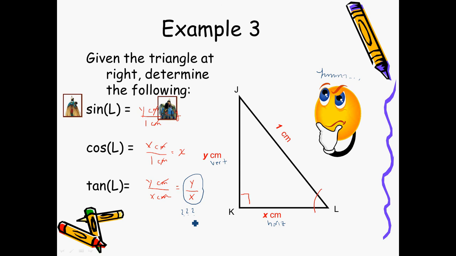Oh, can you do the reciprocals? What is the cosecant of angle L? It's not y, it's 1 over y. How about the secant of L? Well, it's not x, it's 1 over x. And how about cotangent? It's not y over x, it's x over y.